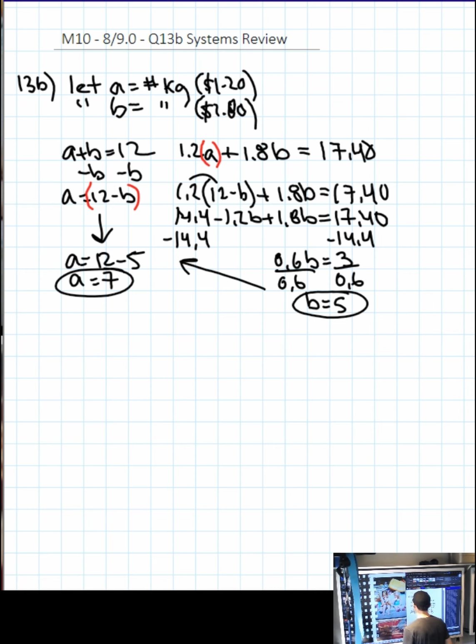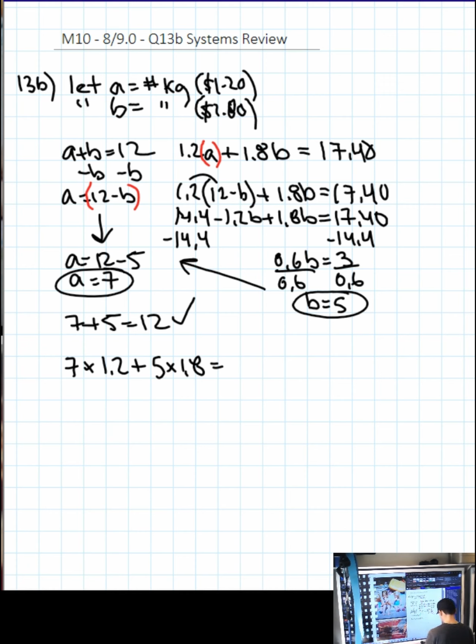Feel free to write an English sentence. We are buying 7 kilograms of the $1.20 candy and 5 kilograms of the $1.80 candy. And now let's check our answer and make sure it works. So first of all, 7 plus 5 is equal to 12. And then 7 times 1.2 plus 5 times 1.8, on the calculator, is equal to the 17.4 that we needed in the beginning.